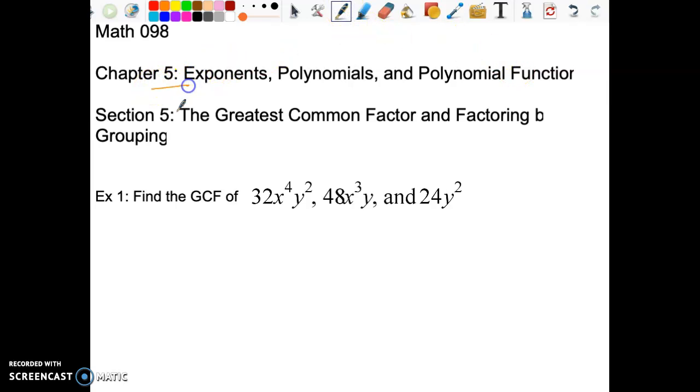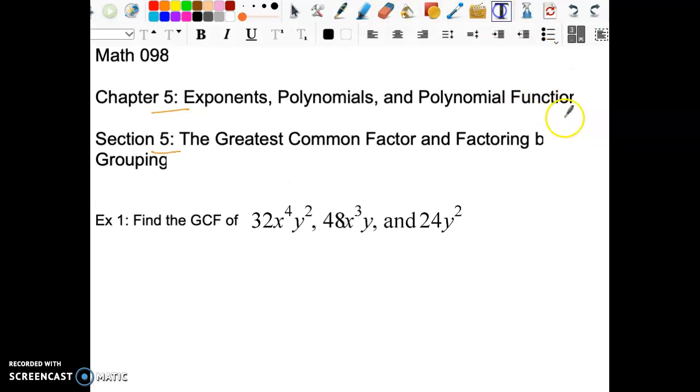We're starting chapter 5, section 5 here, and practicing the greatest common factor.